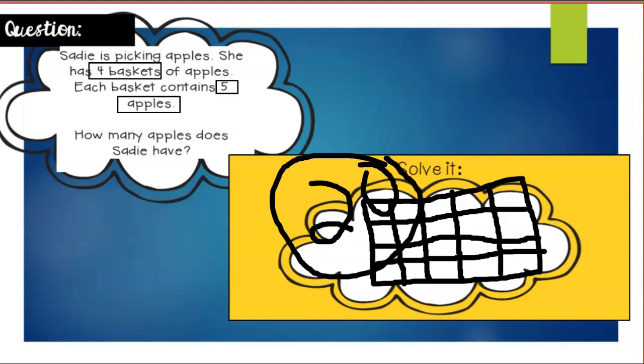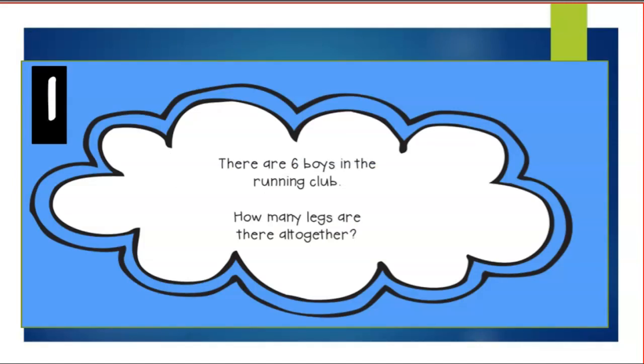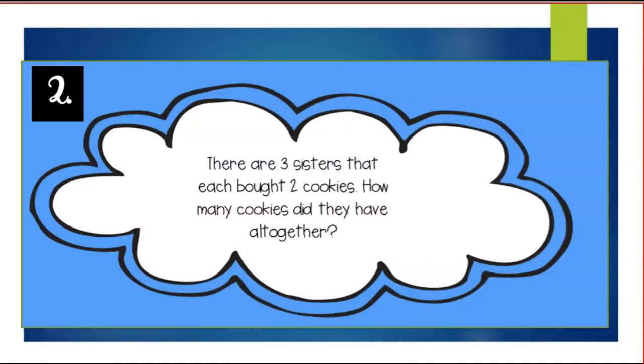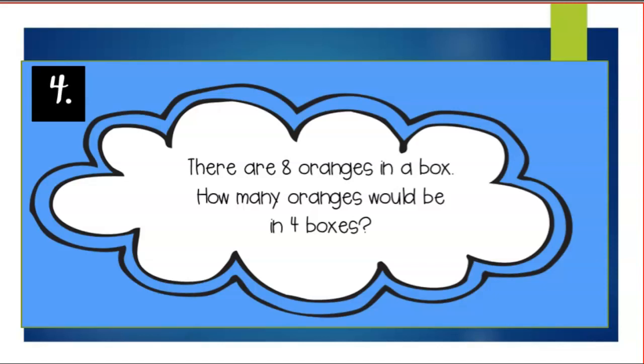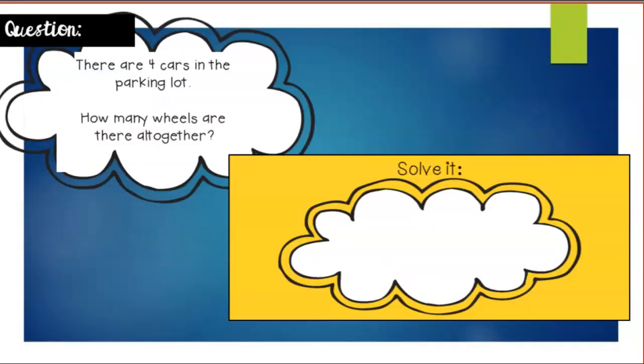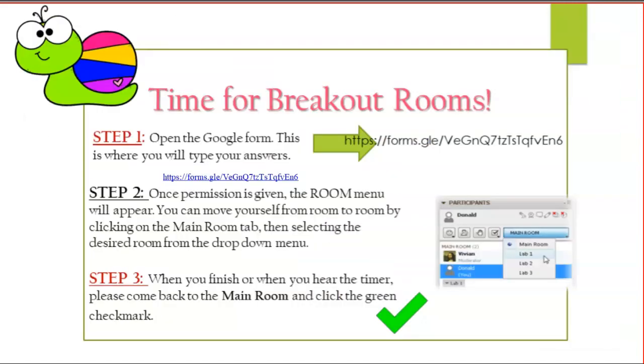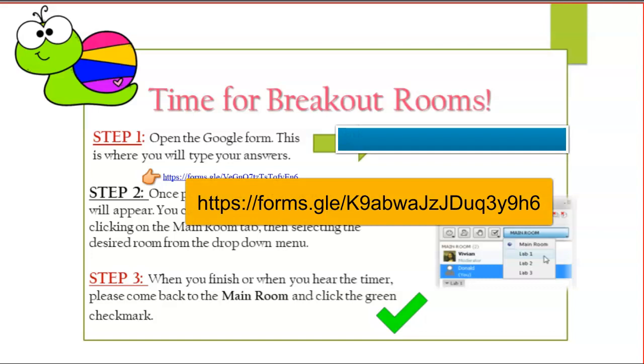All right, in your breakout rooms, you're going to do exactly what we just did together as a class. You're going to see word problems like this. Here's room 2, room 3, and room 4. So there's going to be 4 rooms total, and you're going to enter your answers onto this Google form. This one is not clickable, so make sure you're clicking this one right here. Once you click on that form and it's working for you, give me a green check mark.